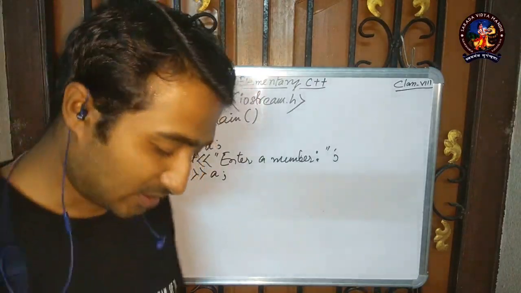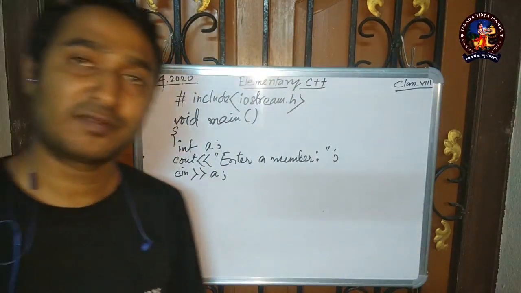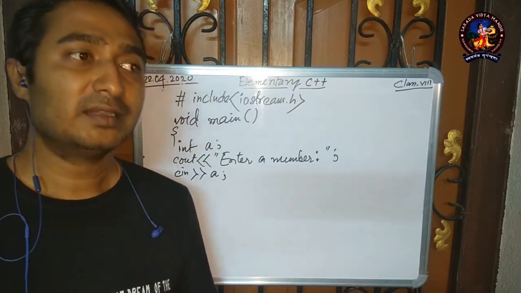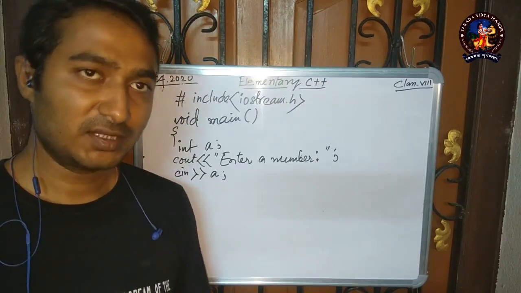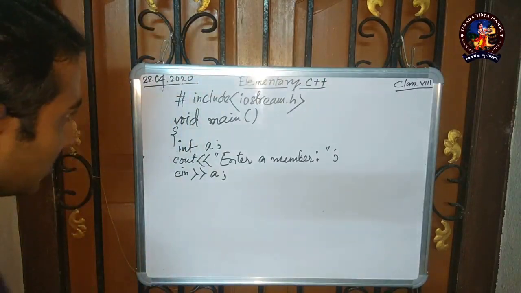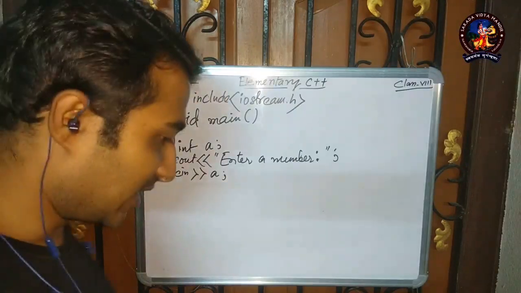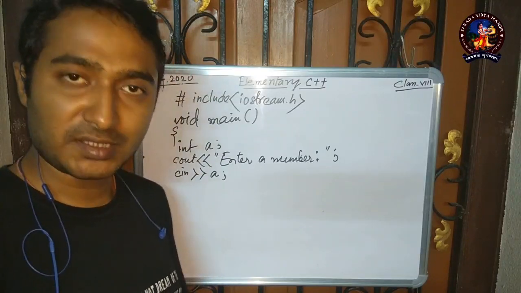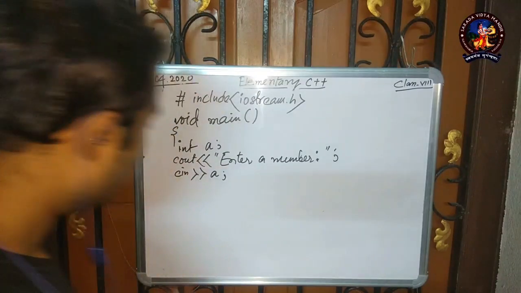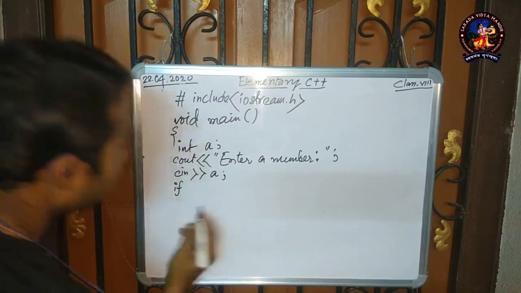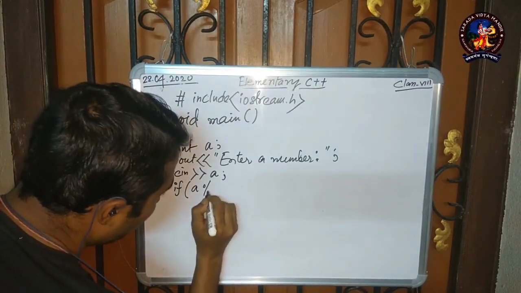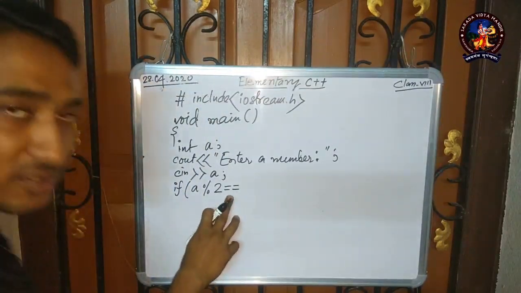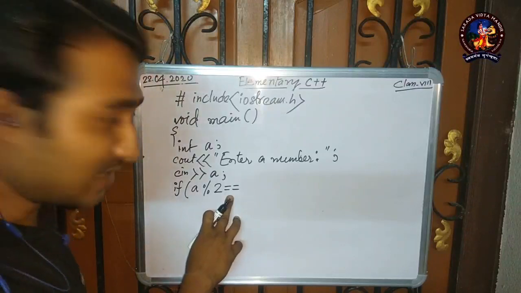So what is the logic for finding a number odd or even? That is, if the number is divisible by 2, then the number is an even number. If not, then it is an odd number. So I think you remember that there is an operator in the last class which gives out the remainder. That is the modulo operator. Modulo operator is used to find out the remainder. So we are writing the condition: if a modulo 2, equals to, this is the equals to operator, and single equals to means assignment operator.